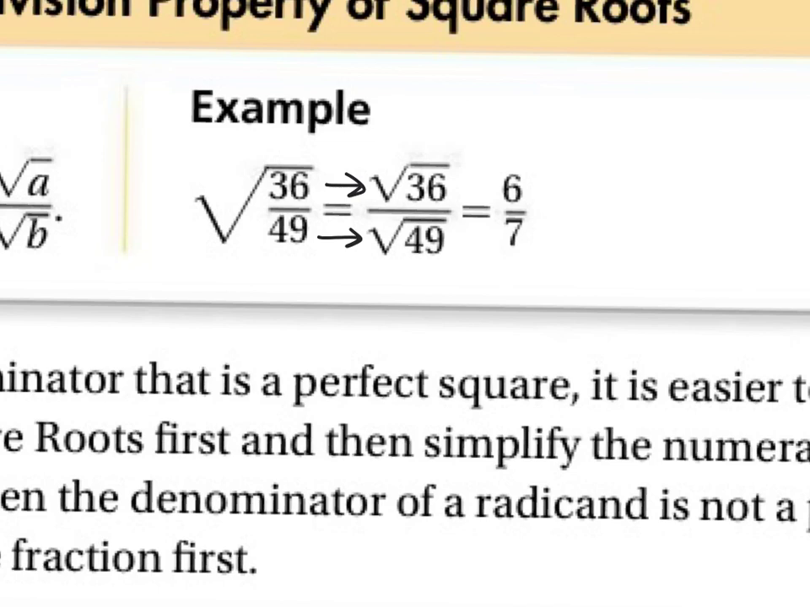Also, both parts won't necessarily always come out evenly, so for that reason also it's probably going to be easier to split it. So split it up, numerator and denominator, and then square root of 36 is 6, square root of 49 is 7, and then we've got our 6/7.